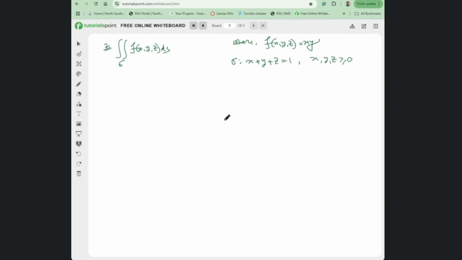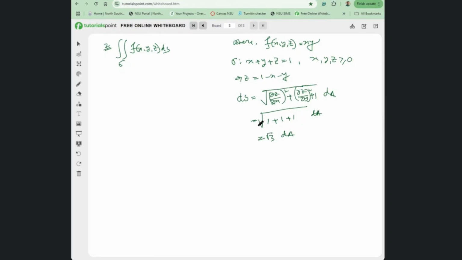Now here you can write z equals 1 minus x minus y. From there, ds can be written as square root of del z by del x square, plus del z by del y square, plus 1. We'll have 1 plus 1 plus 1, and we should write dA. It comes out as square root 3 dA.